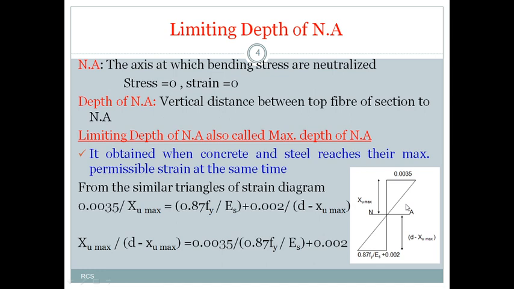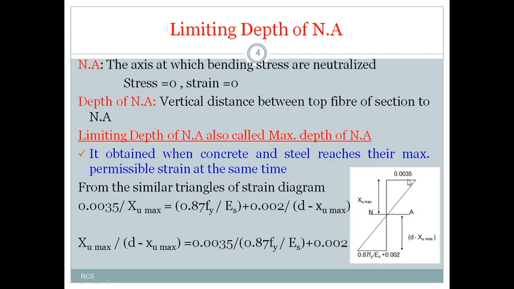As we know, what is the first assumption that we discussed in our class? That a plane section remains plane before and after bending. From that I can conclude that our strain is linear. At the same time, we know that the maximum permissible compressive strain in concrete is 0.0035. We also have a tensile strain in the tension zone, which should not be less than 0.87 Fy by Es plus 0.002.